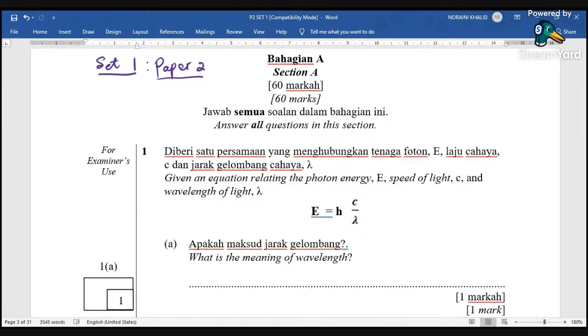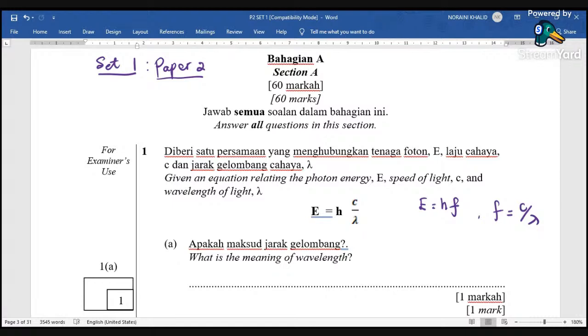Okay, look at the first question. Given an equation relating the photon energy E, speed of light c, and wavelength of light lambda. So we have the formula E equals to hc divided by lambda. Okay, if you refer to the list of formula, or if you still remember the formula for photon energy, E equals to hf. F equals to c over lambda.